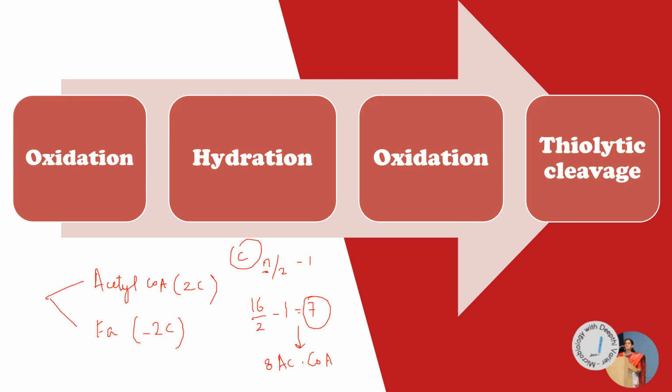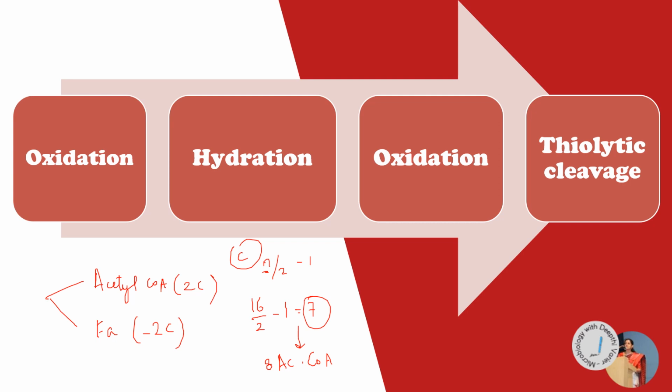But what you need to remember here is that based on the number of carbon atoms in the fatty acid that we're talking about, half of that minus 1 number of cycles will be run. Why minus 1, or why exactly this is happening, we'll see in the upcoming slides. So let's start with each one of these steps in detail.